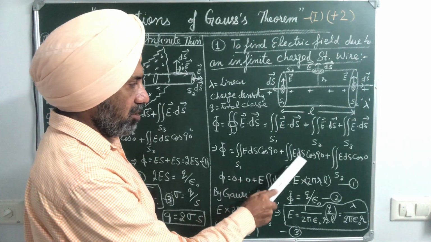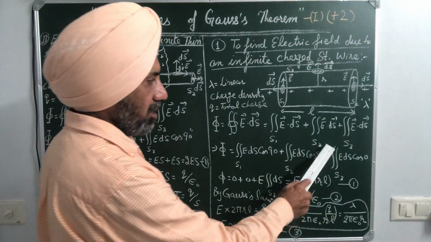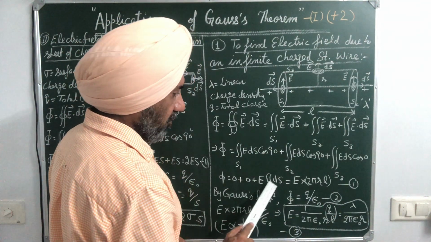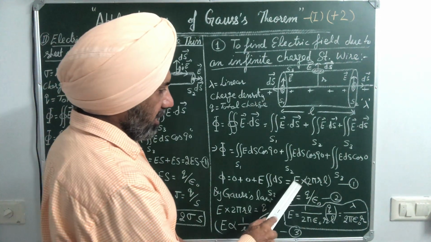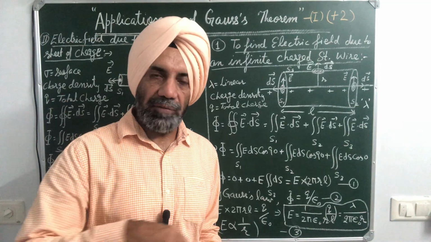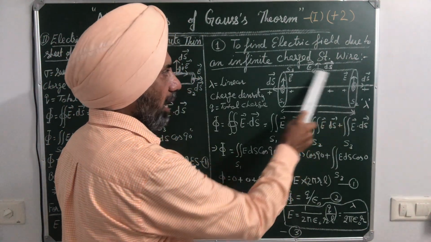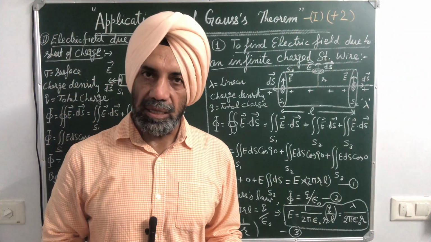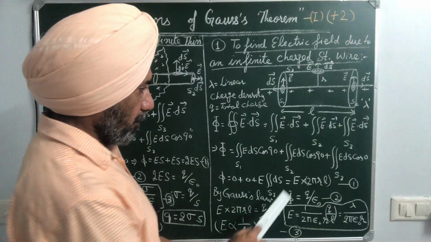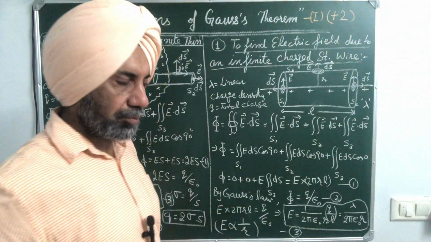This is 0, this is 0, and E can be taken outside because E is constant at that point. So we have the surface integral of ds, which is given by 2 pi R L, that is the area of the curved surface of the cylinder: circumference 2 pi r into L. This will give you the area of the curved surface of the cylinder. So phi comes out to be E into 2 pi R L, equation number 1.